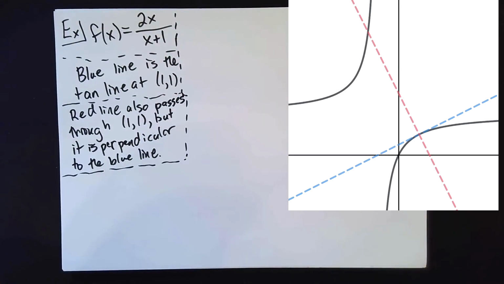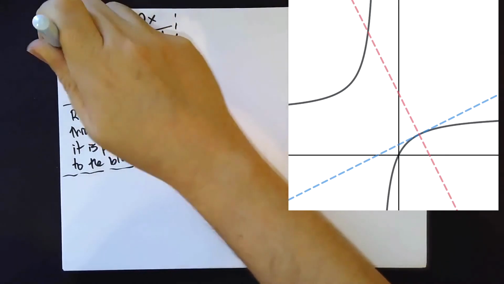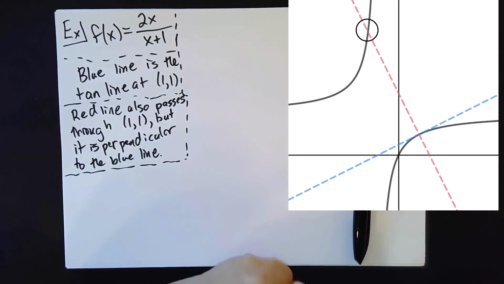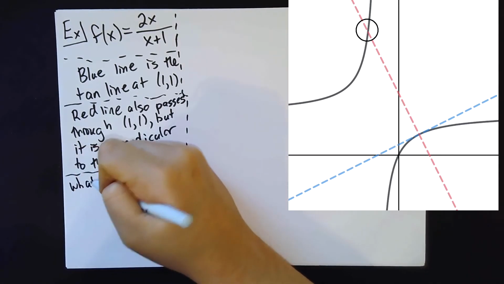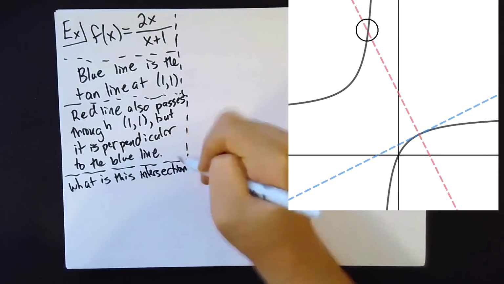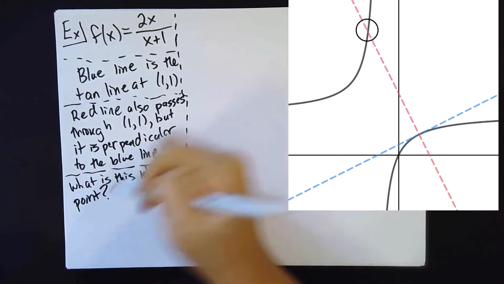That's all set up. And I could, of course, ask you, hey, what's the equation of the blue line? What's the equation of the red line? Or anything like that. But my actual question is, what is this point? That is, what is the point where the red line intersects the graph, other than the point (1, 1), where we already know it intersects the graph?